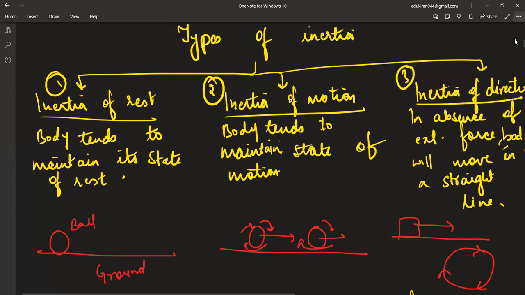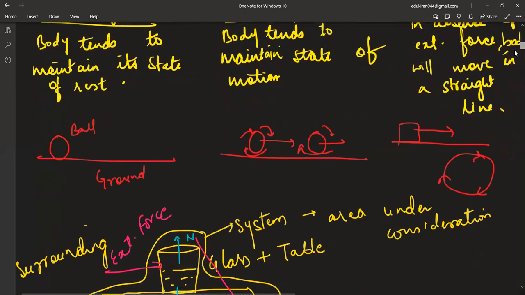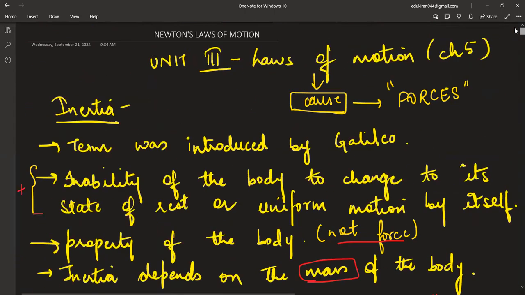All right, so this is the entire concept of inertia. Note down all these things. From a fresh page, start this lesson, chapter 5, laws of motion. Then we'll discuss momentum. That also comes under your first law.